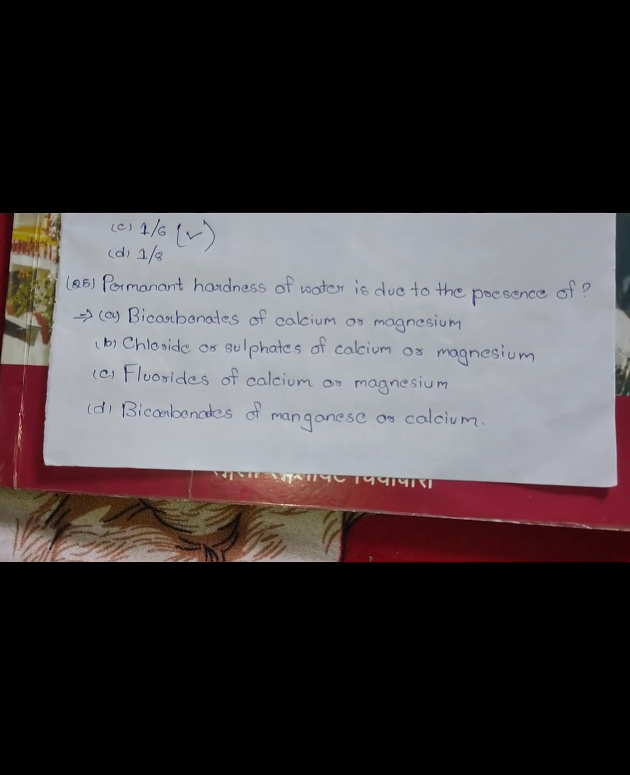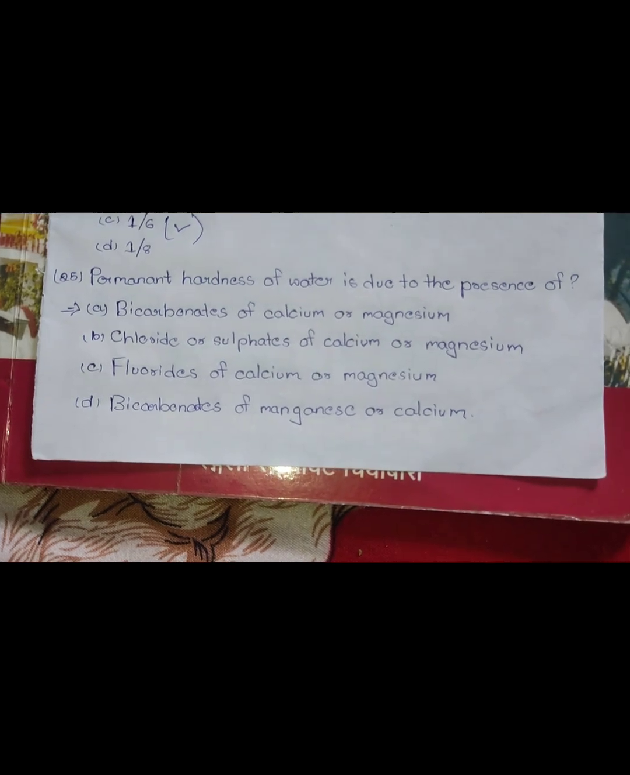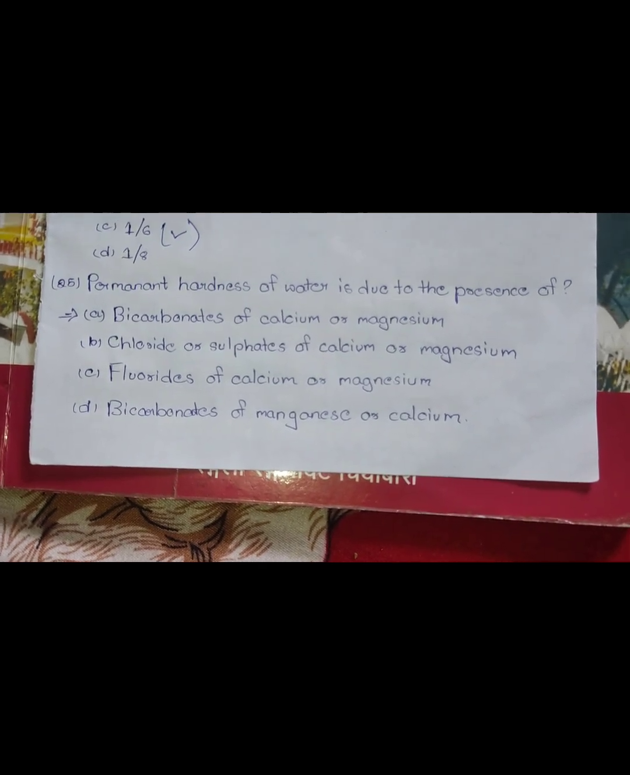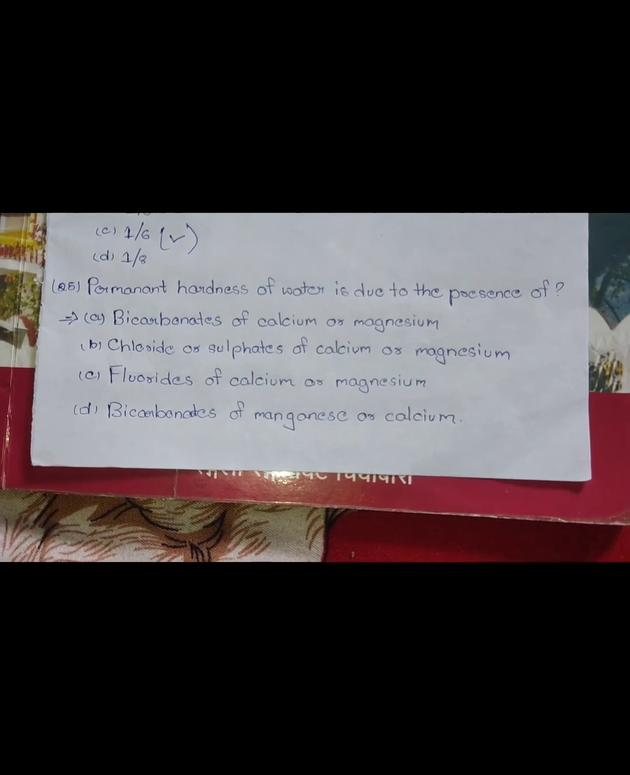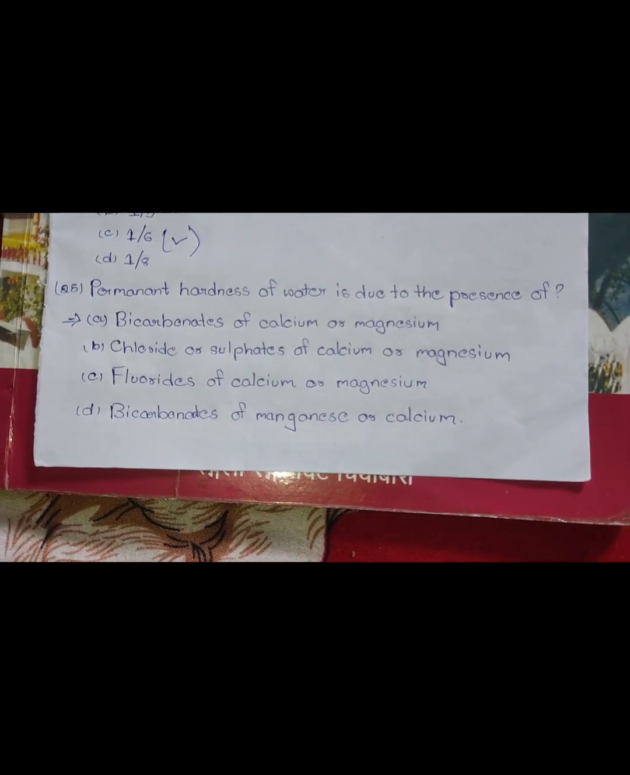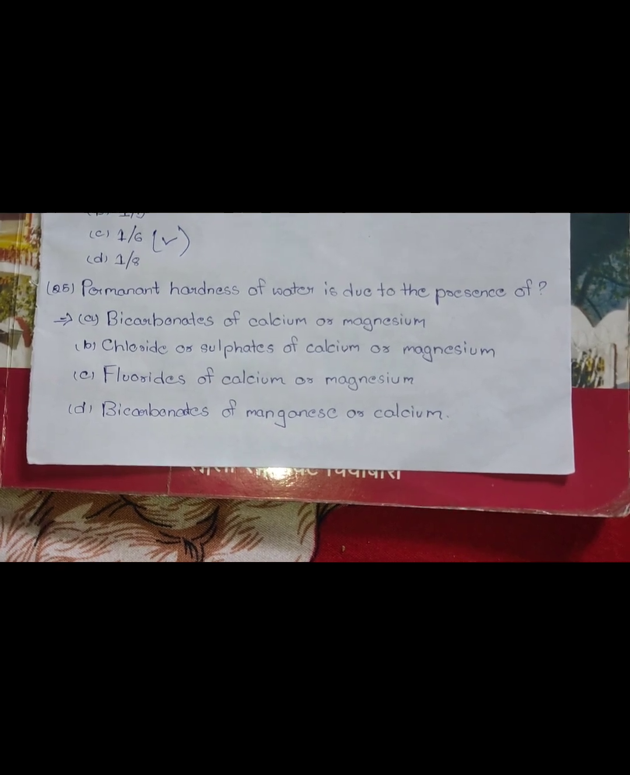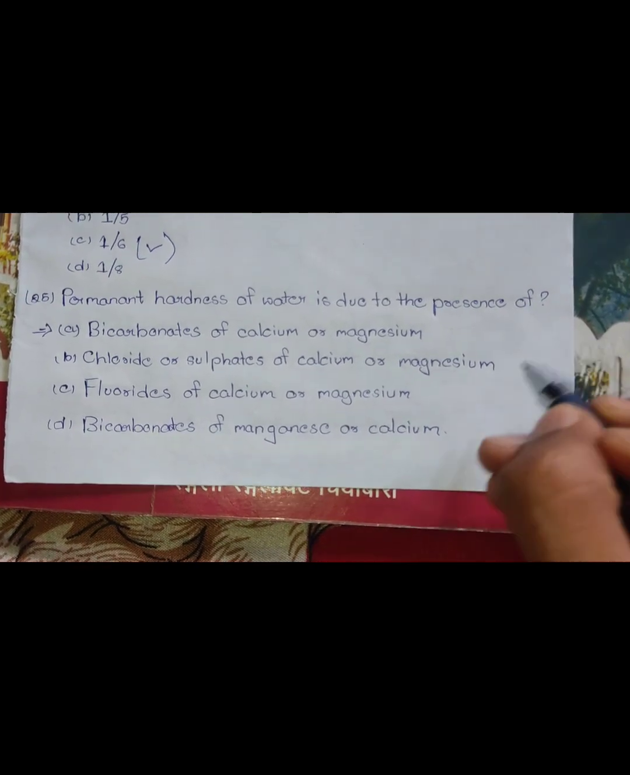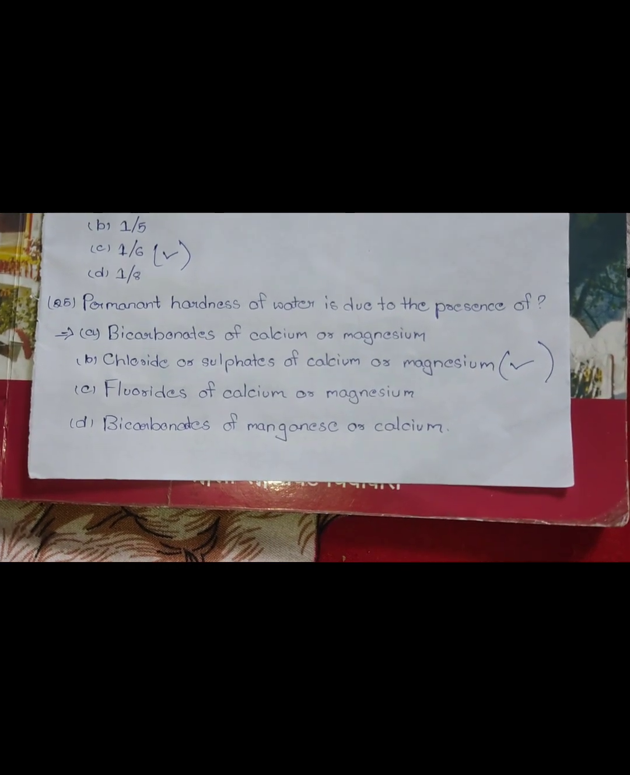Permanent hardness of water is due to the presence of option A, bicarbonates of calcium or magnesium. Option B, chloride or sulfates of calcium or magnesium. Option C, fluorides of calcium or magnesium. Option D, bicarbonates of magnesium or calcium. So the right answer is option B, chloride or sulfates of calcium or magnesium. Next question.